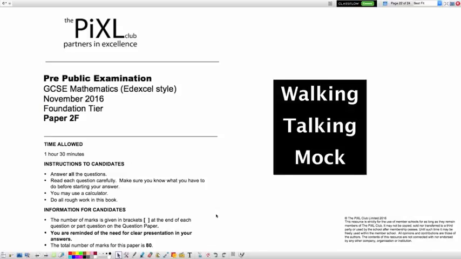This is the PiXL PP paper for GCSE Mathematics, Edexcel style, Foundation Tier Paper 2F. You may use a calculator in this paper.